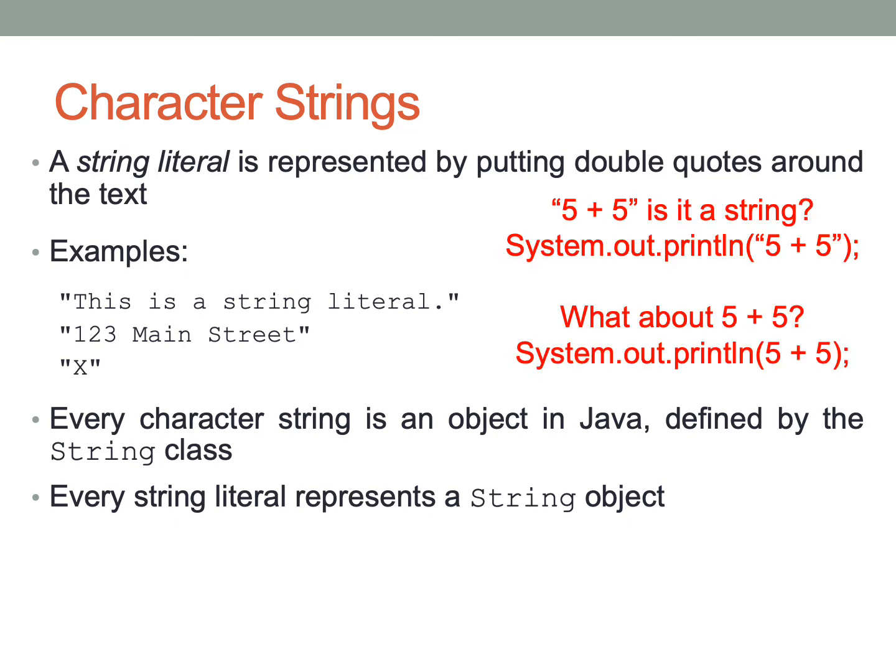Let's look at this example. What happens if we put double quotes for numbers? For example, in double quotes, 5 plus 5. Is it a string? What do you think the output will be if we do System.out.println in double quotes 5 plus 5? You can try and run the code and you will get that it will print out 5 plus 5. So if you want to do any addition, you have to write 5 plus 5 without the double quotes. Then only it will do the addition and display the value 10.